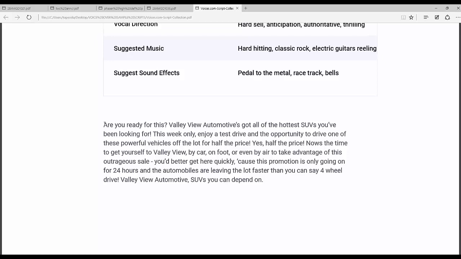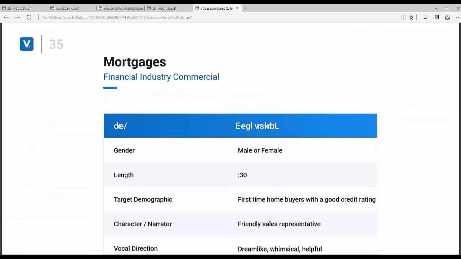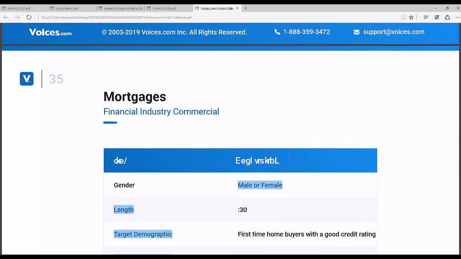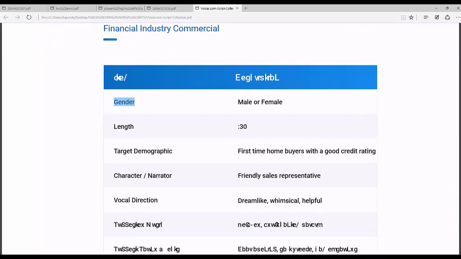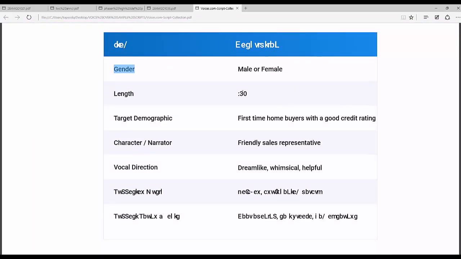All right, so let's move to the next one. Mortgages, financial industry, commercial. Now, this cannot be too much of a hard sell, just looking at this alone, because we're talking about the finance market. It would always be either a male or female. Okay, why is my system not highlighting? So also another 30-second script.